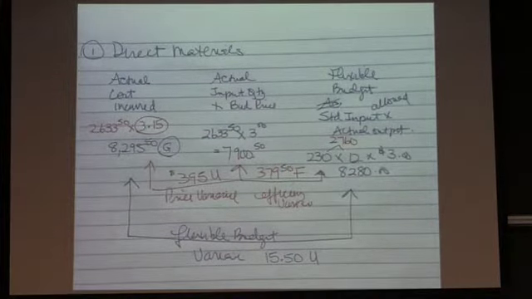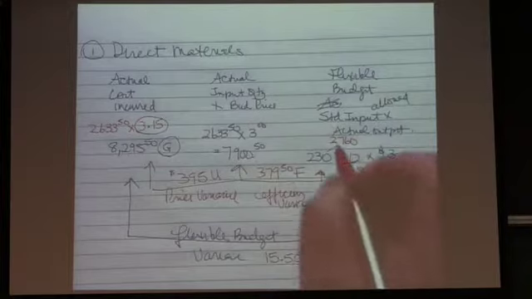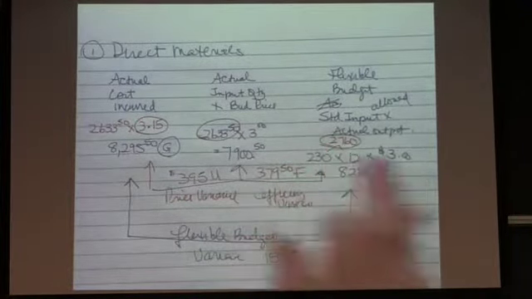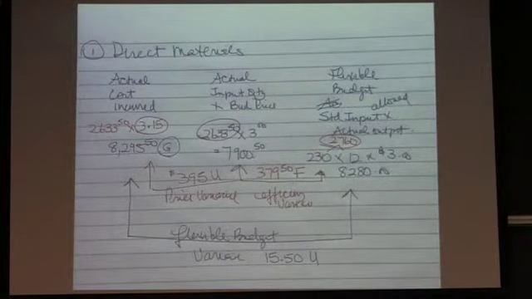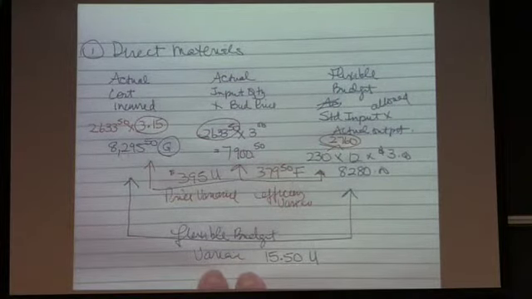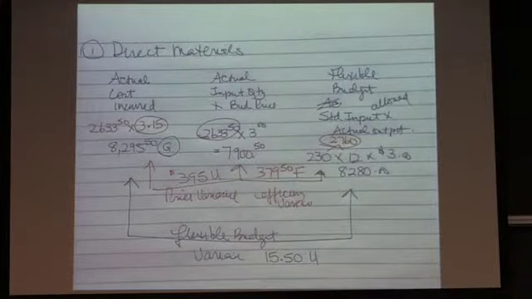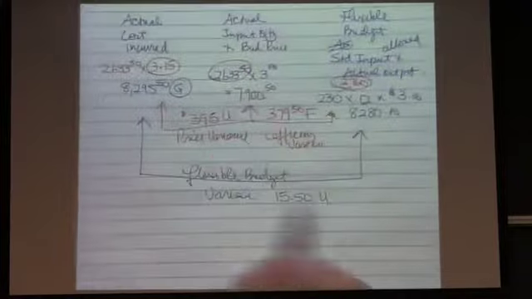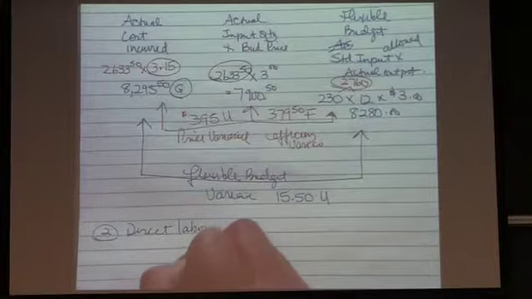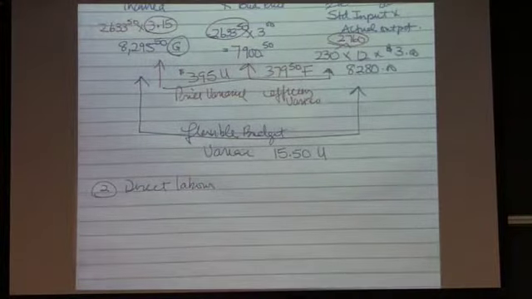Why is it favorable? Because I end up using less wool material, and the commonality is the standard price, the budgeted price. So the sum of these two should equal the flexible budget. That's how we do the variance analysis. Now, we're going to do the next one. We're going to do direct labor, exactly the same way as we did the materials.